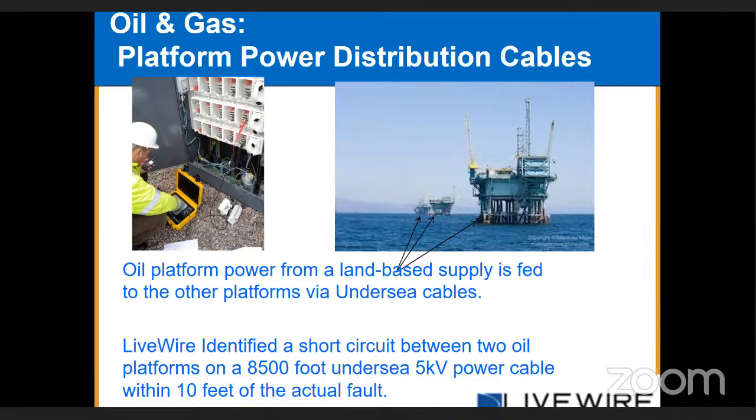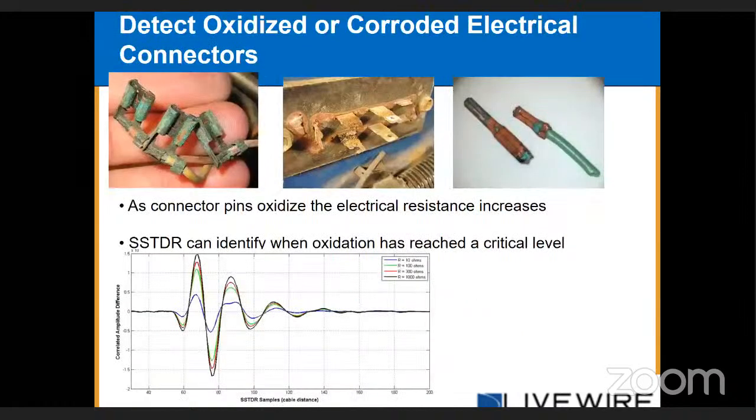Now, another really interesting challenge is corrosion. Corrosion happens in almost all electrical parts, especially those that are in harsh environments. So what does corrosion look like? Corrosion is kind of like a resistor. It's like adding resistance to those cables. And in fact, that's what we saw here. So here's the SSTDR reflection with different amounts of corrosion, which correspond to different amounts of resistance. We corroded them, we measured them, and then we measured the resistance. So that was very interesting.